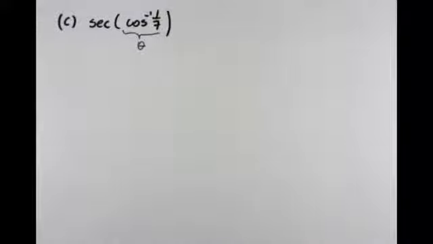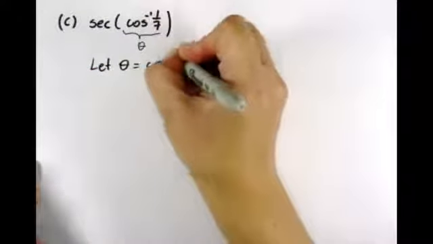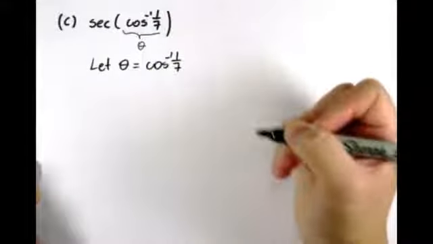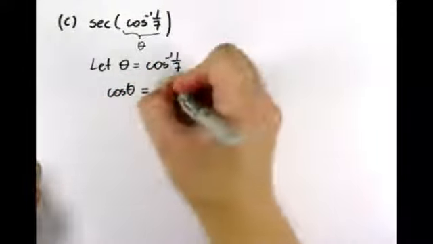We set up that this one is my theta. So let theta is equal to cos inverse of 1/7. Take the cos of both sides, so cos theta is equal to 1/7.